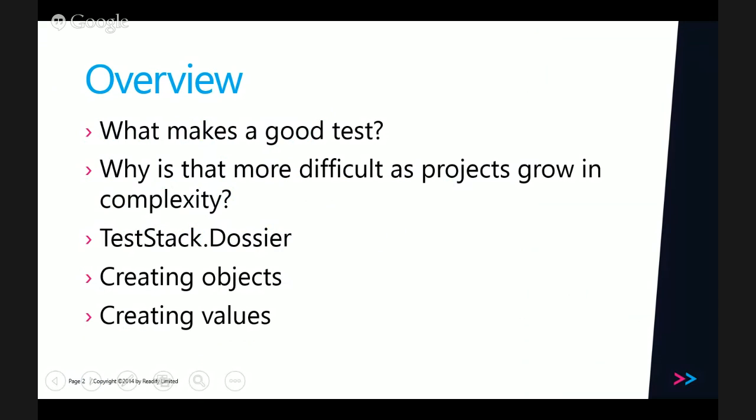So today I'm going to be talking about what makes a good test. And if you can, it'd be great if you can start sounding off in the comments about properties that you think make up a good test, because we'll have a little question in a minute, and that helps me with the 20-second lag. I'm also going to talk about why it's difficult to keep those properties alive as our projects grow in complexity and size. We'll take a little bit of a look at TestStack.Dossier, and then we're going to look at how we can create objects and how we can create values, some of the patterns around that, and also some code samples for that.